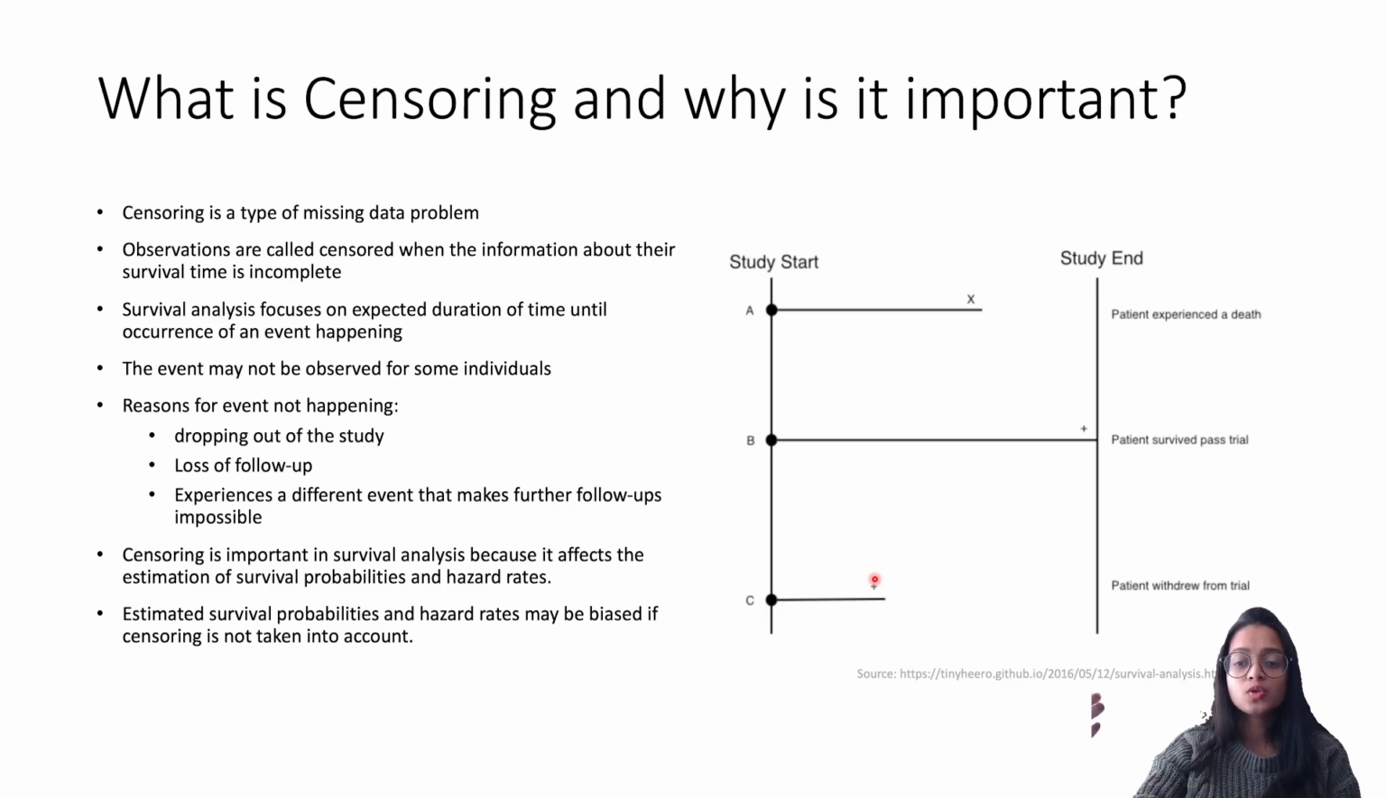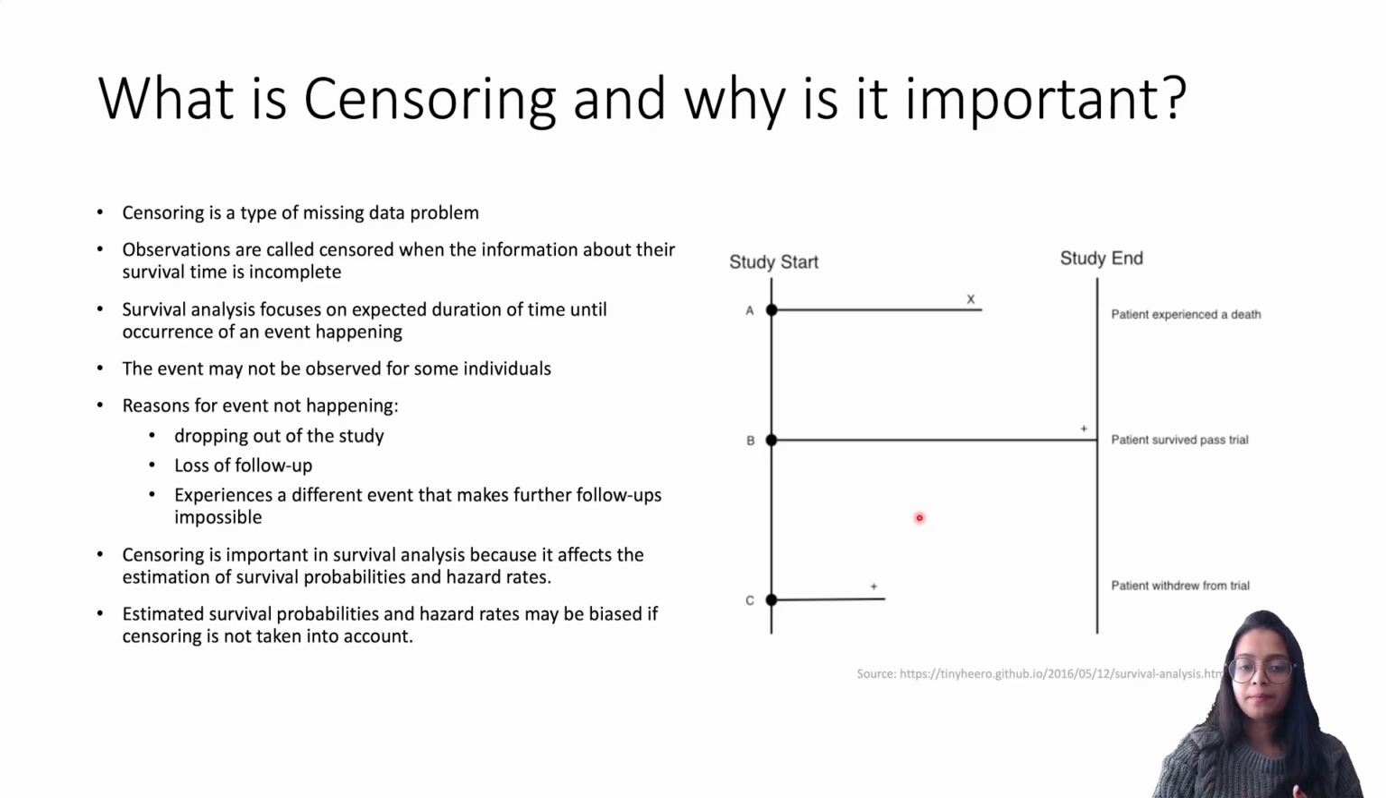Patient A requires no censoring since we know the exact survival time, which is the time until the death. Patient B, however, needs to be censored, which is indicated by this plus sign, since we do not know the exact survival time of the patient. We only know that they survive up to at least the end of the study. Patient C also has to be censored since they withdrew before the study ended. So we only know that they survive up to the time they withdrew, but again we don't know the exact survival time of the patient.